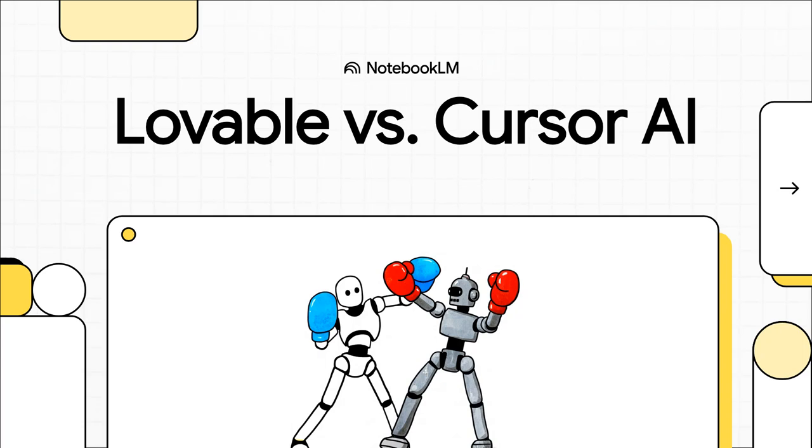All right, let's get right into it. We've got two heavy hitters in the AI coding world, Lovable and Cursor. Both of them make this incredible promise that you can build an entire app from just a simple text prompt. But, and this is the really interesting part, they go about it in completely different ways. They have two totally different philosophies. So today, we're going to put them head to head.